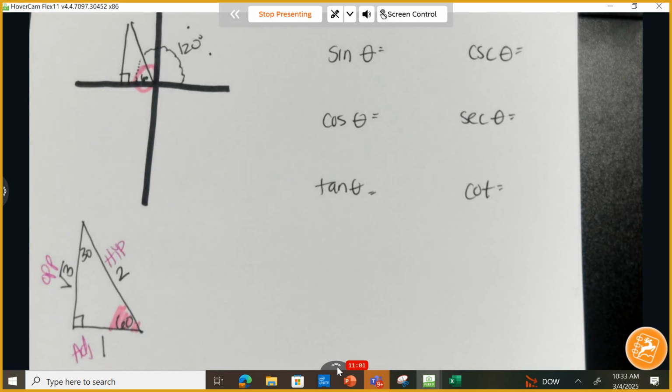I think once you have those identified, then it's pretty easy to look up on the board tomorrow, and we're going to create these ratios.